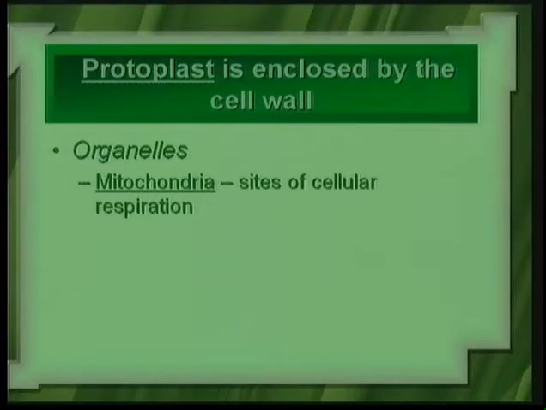Another kind of organelle, very important, not only in plant cells but also in animal cells as well as fungi, pretty much any kind of cells that we call eukaryotic cells, is called the mitochondria. Mitochondria is plural; mitochondrion is singular. The mitochondrion is where cellular respiration, or parts of cellular respiration, takes place.